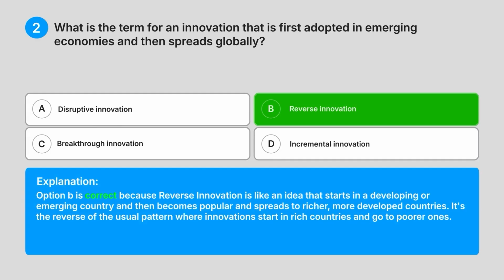Explanation. Option B is correct, because reverse innovation is like an idea that starts in a developing or emerging country and then becomes popular and spreads to richer, more developed countries. It's the reverse of the usual pattern, where innovations start in rich countries and go to poorer ones.